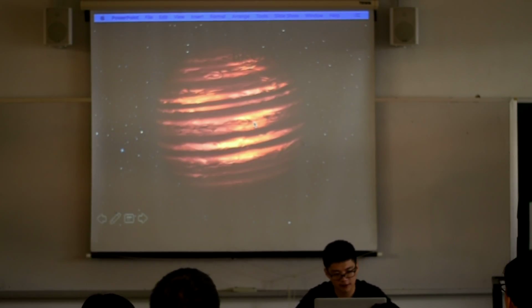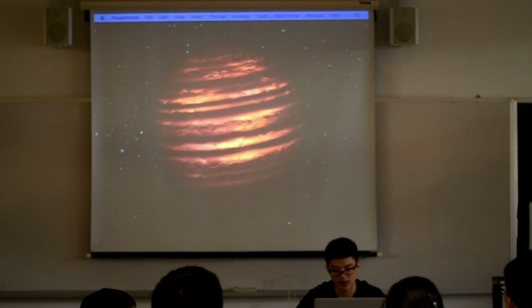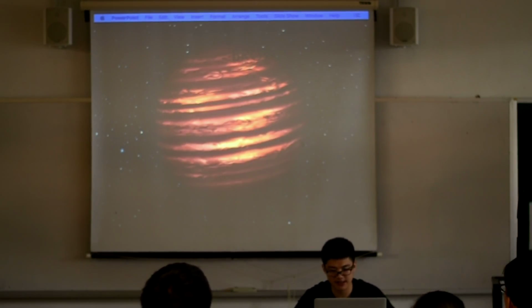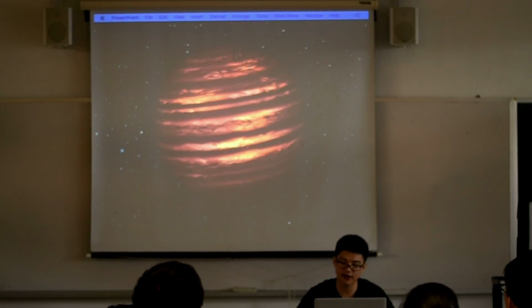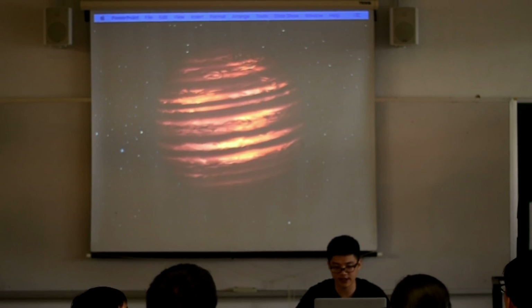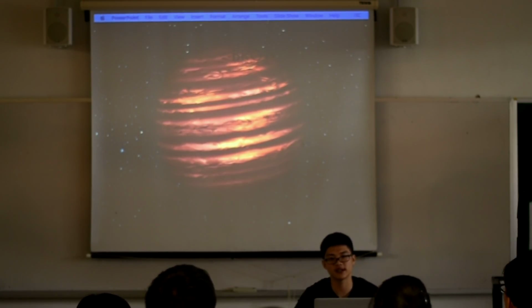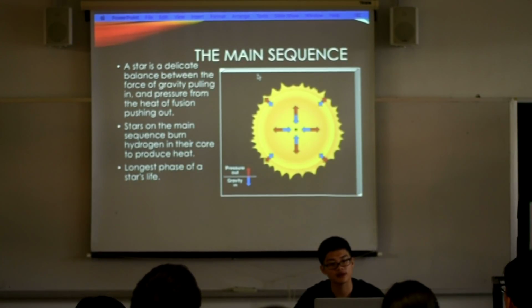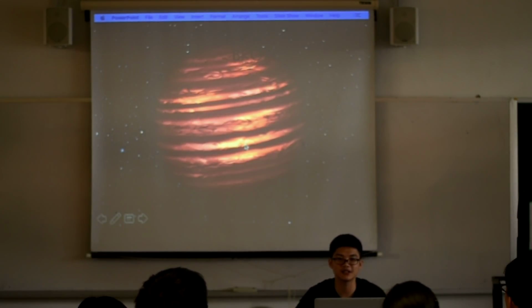There is one kind of star called a brown dwarf, which is a star that cannot sustain hydrogen fusion reaction. So it fails to become a main sequence star. It usually has an upper limit around 25 to 80 Jupiter masses, which is much smaller than the mass of our Sun. Is Jupiter a brown dwarf? No, Jupiter is not considered a brown dwarf yet.